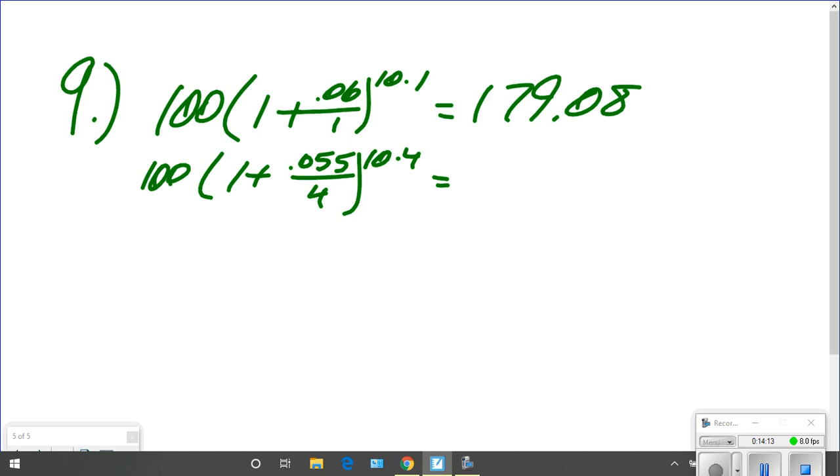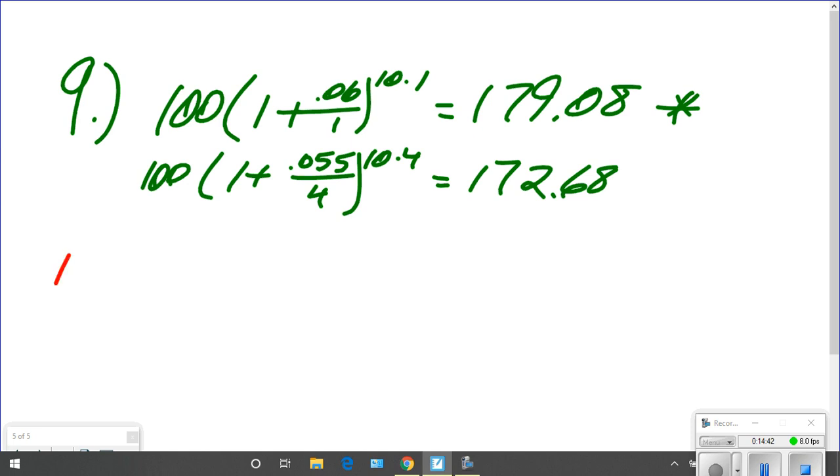$179.08. Let's do the next one. What's 0.055 divided by 4, adding on 1, taking that to the 40th power, and then multiplying by 100. 172.68. Ding, ding, ding. Okay, so that's number 9. I like that one. So number 9's answer, I guess, was plan A.